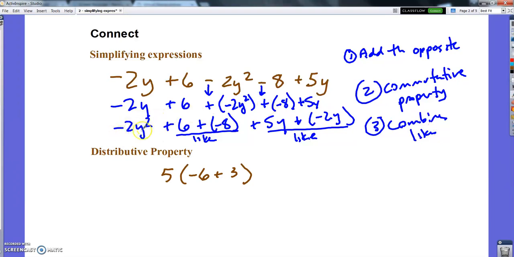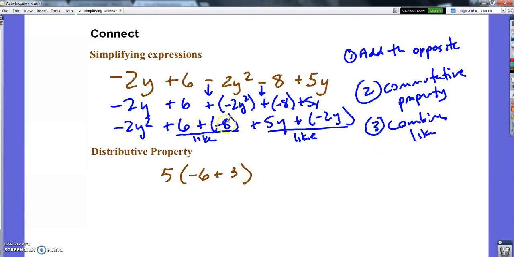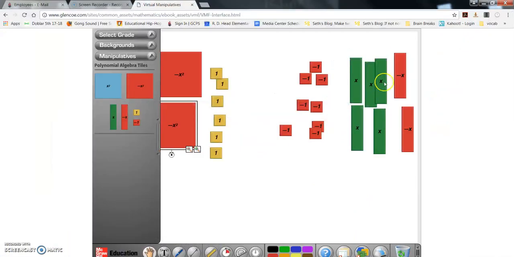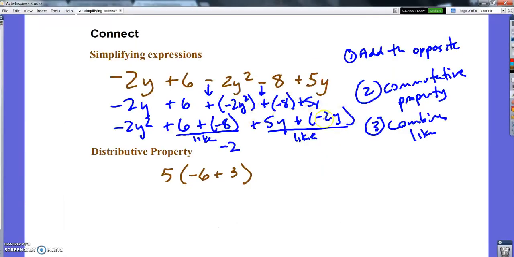So this didn't have any like terms, the negative 2y squared. The 6 and the negative 8, you know how to add those. I have the pieces, I could do it with the pieces. You're probably good at this point. Adding 6 plus negative 8 is negative 2. And 5y plus negative 2y, same way. I'm going to have 2 zeros, and I'd have 3y. So it's almost just like the variable is not there. And of course my negative 2y squared that I ran out of space to write. And so that was a simplified version of my original expression.